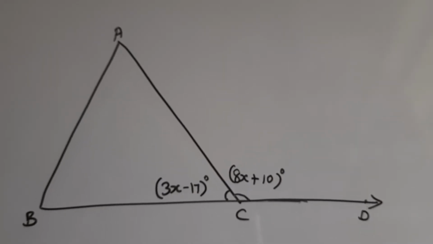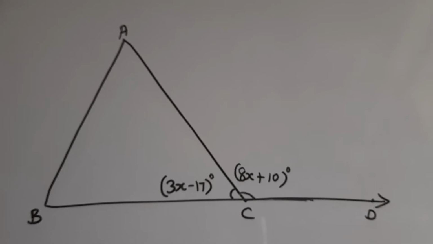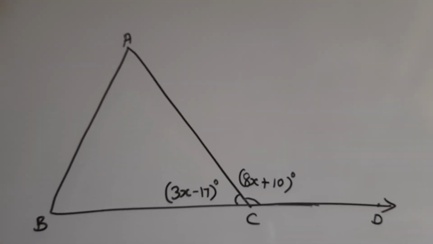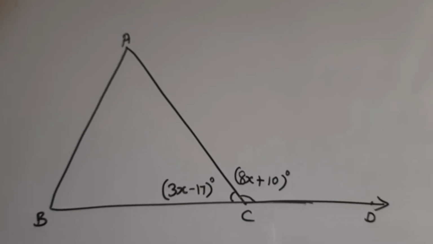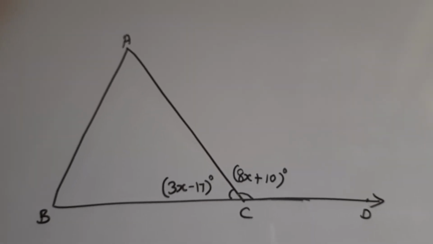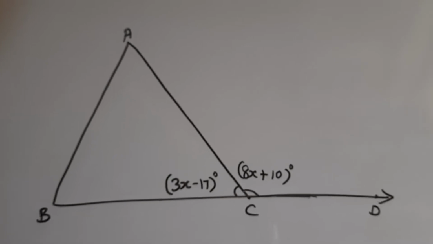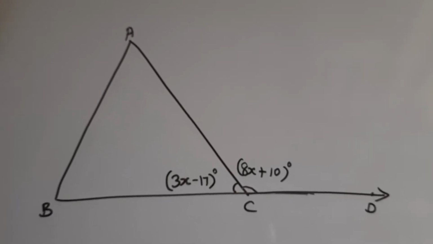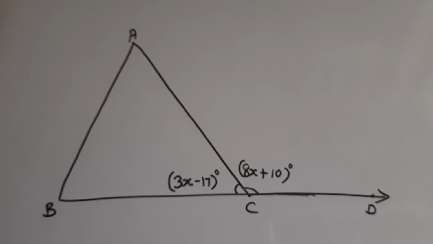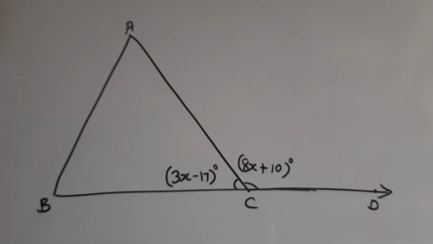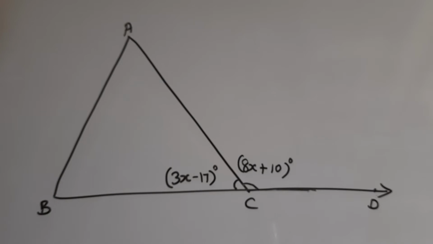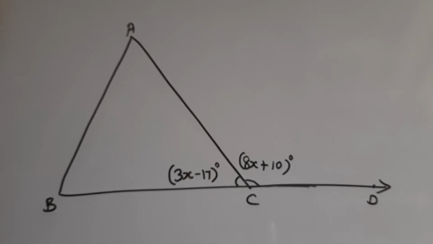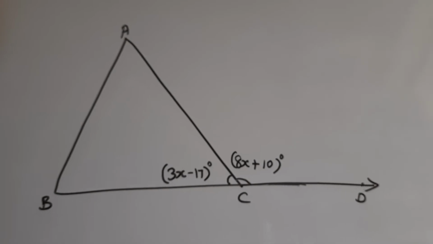Triangle ABC is an isosceles triangle. Angle A and angle B are equal. And angle ACD, which is the exterior angle of triangle ABC, they have given us as 8x plus 10 degree. And angle ACB, which is the adjacent angle of angle ACD as well as linear pair of angles, is given as 3x minus 17 degree. So let us find out using the property of linear pair of angles.